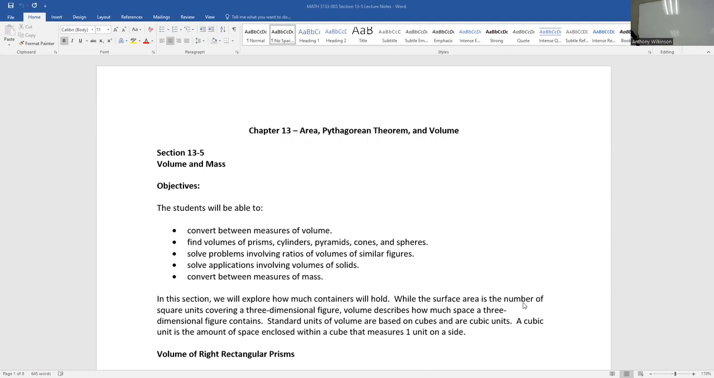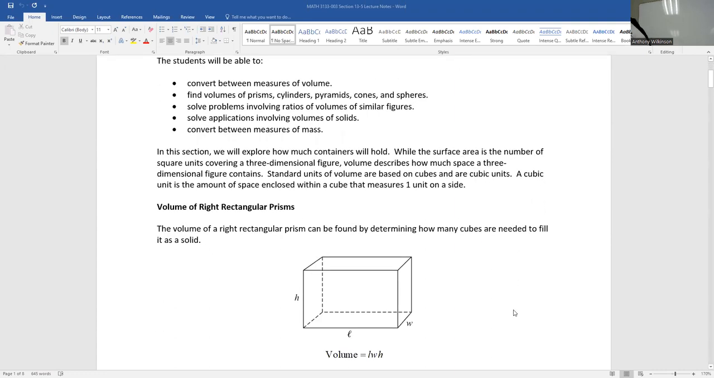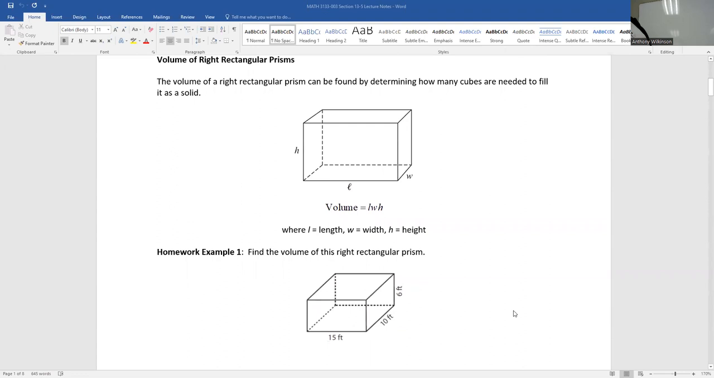And a cubic unit is just the amount of space enclosed in a cube that will have a measure of one unit on a side. So first we'll look at volumes of right rectangular prisms. We can find the volume of a right rectangular prism by just determining how many cubes are needed to fill it as a solid.